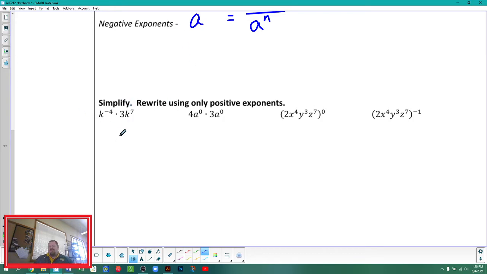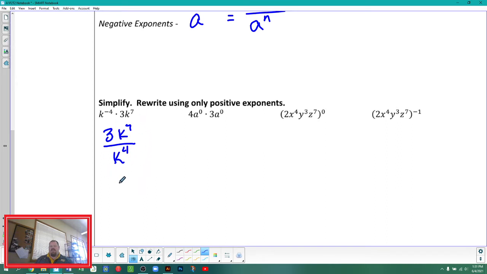And I'm going to kind of leave it to you. I'm going to look at this problem. I'm actually going to look at it 2 different ways. The first way is to deal with the rule that I just stated, that instead of k to the negative 4th power, I'm going to rewrite that as a k to the 4th power on the bottom.